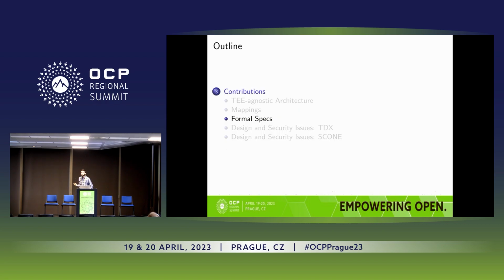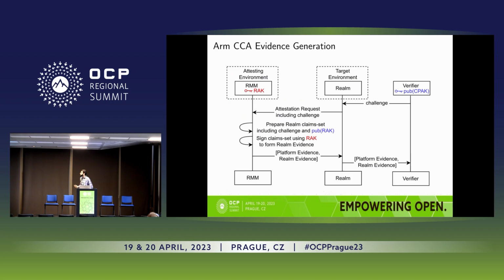Now I want to talk quickly about the formal specifications. How did we develop the formal specifications, mapping this to the architecture, the trusted execution environment agnostic architecture? For the formal mappings, we need a specific protocol in a formal language. We have the testing environment for the attestation protocol of ARM CCA. What we do here is represent the whole protocol in ProVerif, a language with well-known semantics and syntax, which can then evaluate the formal properties of the system.